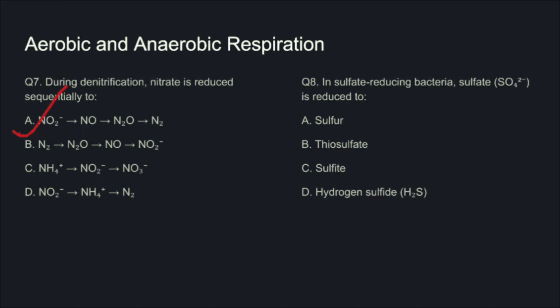Okay. Question number 8. In sulfate reducing bacteria, sulfate, that is your sulfate ion, is reduced to A sulfur, B thiosulfate, C sulfide, D hydrogen sulfide. Correct answer is D, hydrogen sulfide.